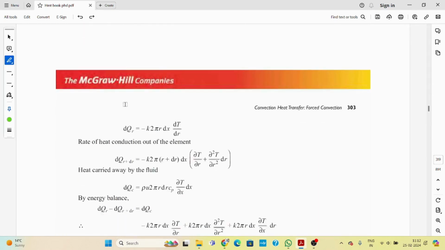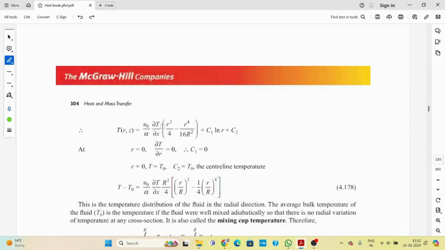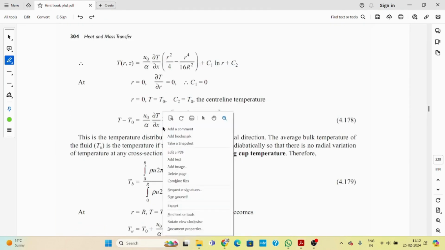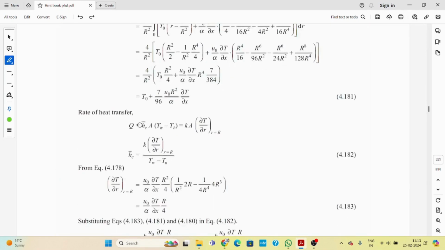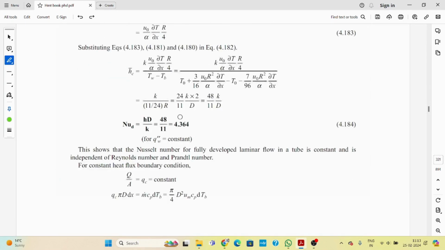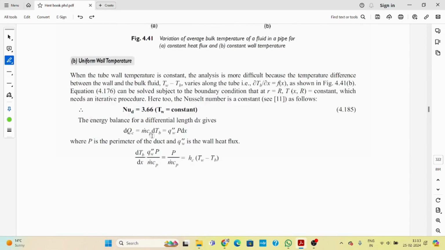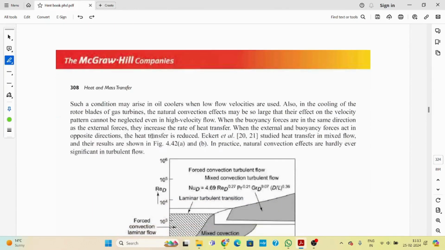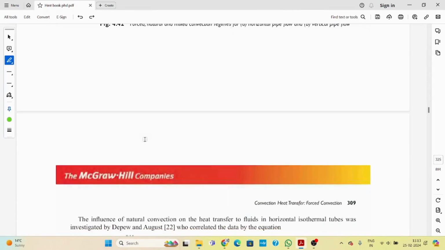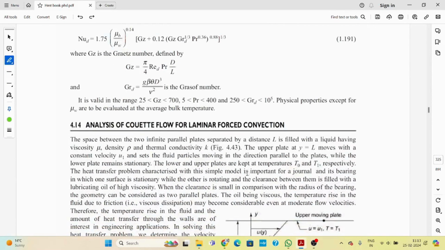Constant heat flux. Let me see something, right or not. These are the derivative part. I don't think you have to worry much about the derivative part. So if you want, you can see how it has been derived, and for uniform wall temperature, what changes happen, like how to derive and how the energy equation for laminar forced convection works.